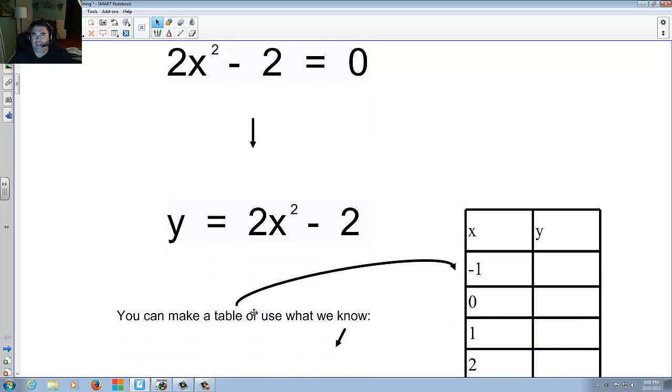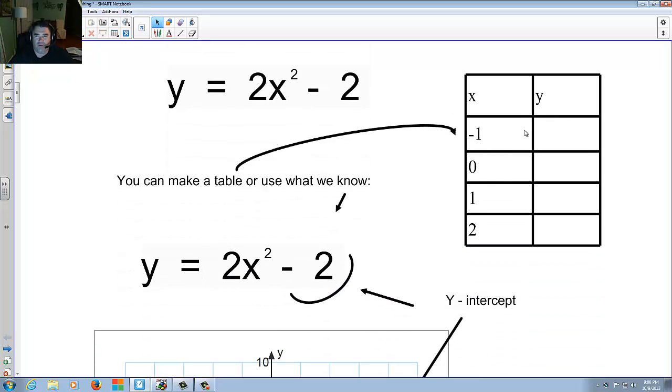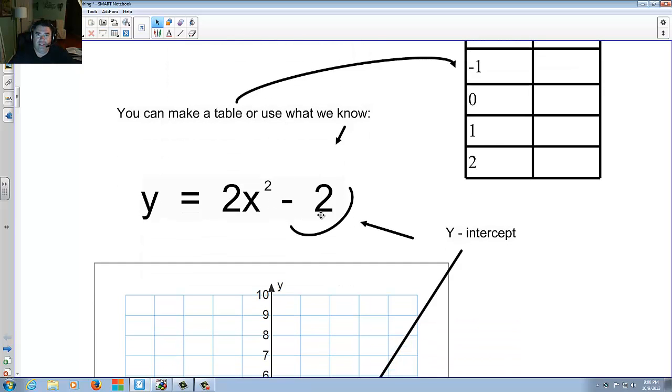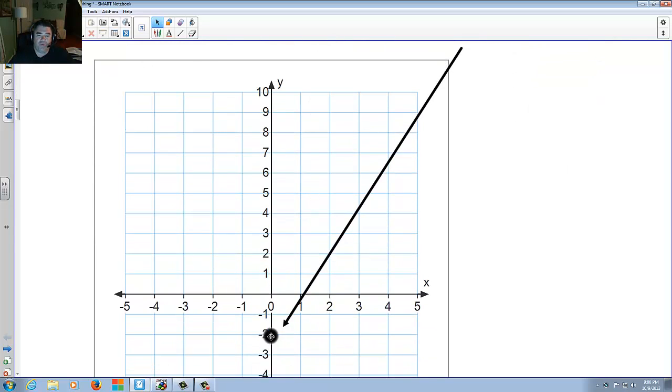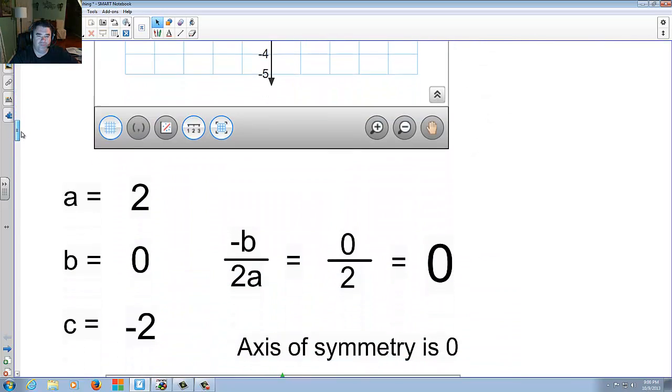From there I can make a table or use what we know. If I make a table, I can just drop certain numbers in, -1, 0, 1, and 2, and see what I get. Or, I can say the -2 here is a y-intercept, so I know it's definitely going to go through the -2. I also know, because it's 2x squared, it's going to have a basic shape like this, so I know it's going to go up in a pretty fast fashion.